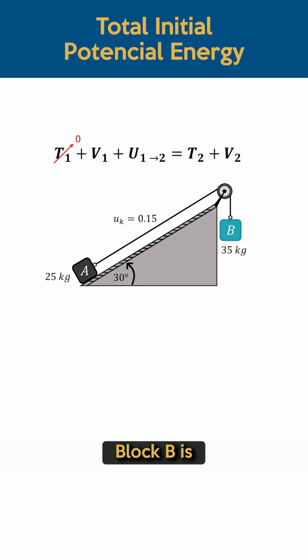Let's consider the system's initial potential energy, V1. Block B is hanging vertically, and its potential energy is determined by its height. The higher it is, the more gravitational potential energy it has. Similarly, Block A on the inclined plane also has a potential energy based on its relative height to the ground.